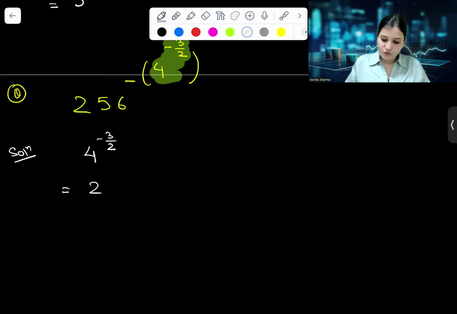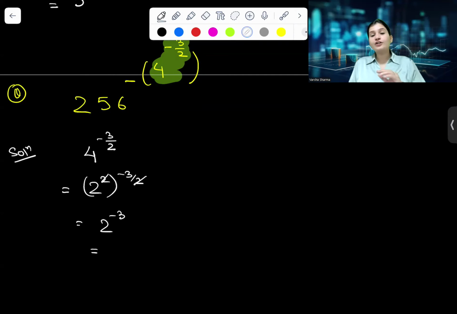Four can be written as 2 square. 2 gets cancelled. So 2 power minus 3. So in order to remove the negative sign of the power, I can bring it to the denominator. So here the answer is 1 upon 8. For the first floor and the second floor, the answer is 1 upon 8. Any doubt? No, ma'am.